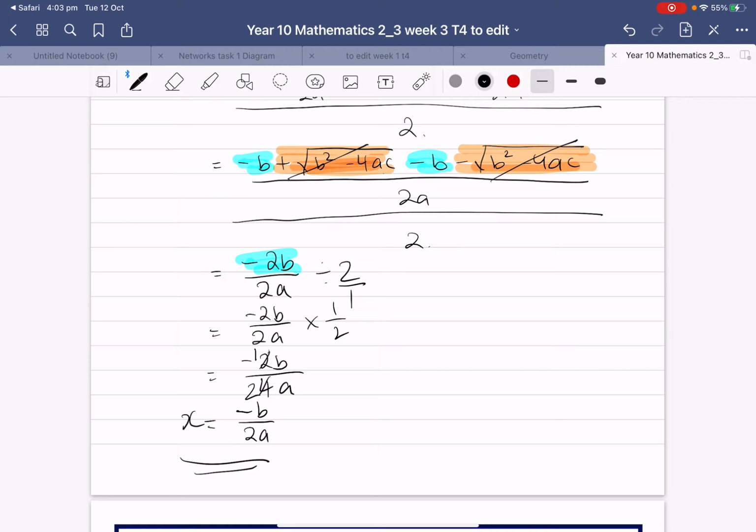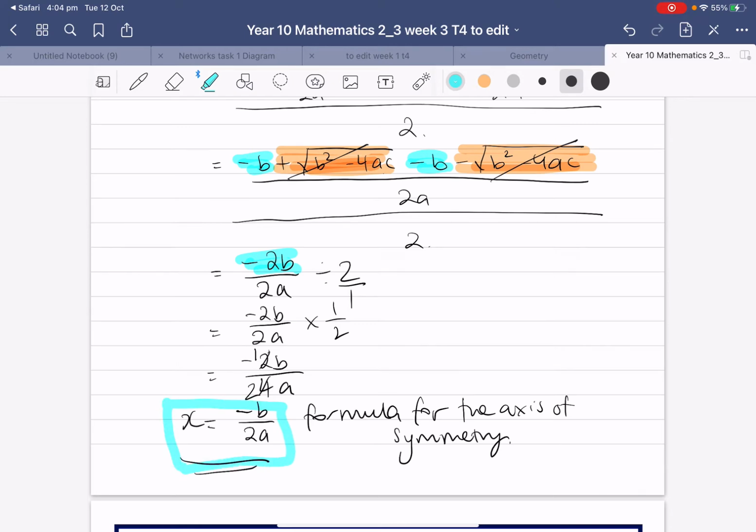This is our formula for the axis of symmetry. Okay, so make sure that you have this formula in your books to reference when you're doing the questions.